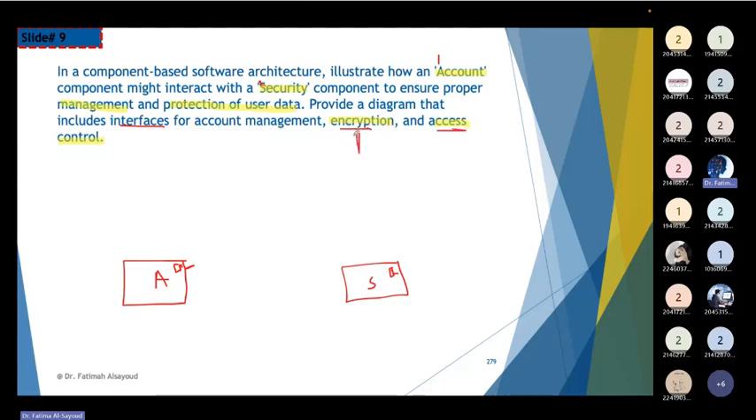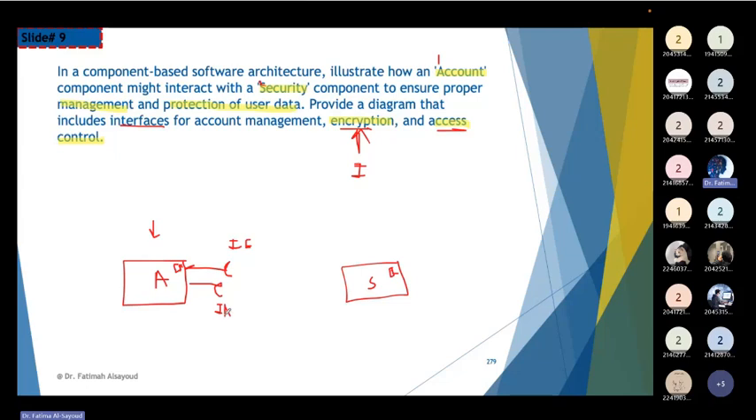Now I'm asking myself, this is the first interface. Is it going to be provided or required? My focus is on the account. Is it going to be provided or required from the encryption interface? It's going to be required. I'm asking about encryption, so it's going to be interfaces of encryption. I'm requiring it. And another thing, I'm also requiring access control. I'm asking for interfaces for access control.